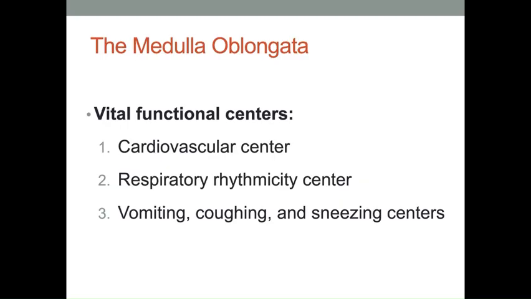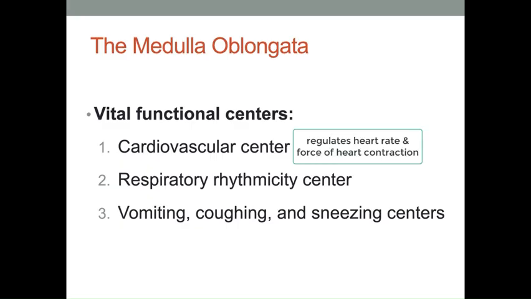Now, you see three distinct nuclei or vital centers within the medulla oblongata. First and foremost, we have the cardiovascular center. So this is related to controlling aspects of our heart. So the medulla is going to be important for controlling heart rate and also the force of heart contraction. Now, I just want to backpedal a little bit here and let everyone know that the nervous system is not required for producing the heartbeat. In fact, the heart itself is able to produce the heartbeat on its own.